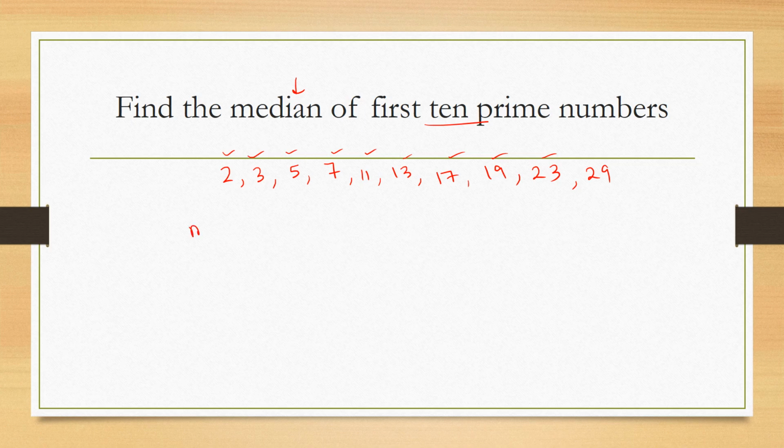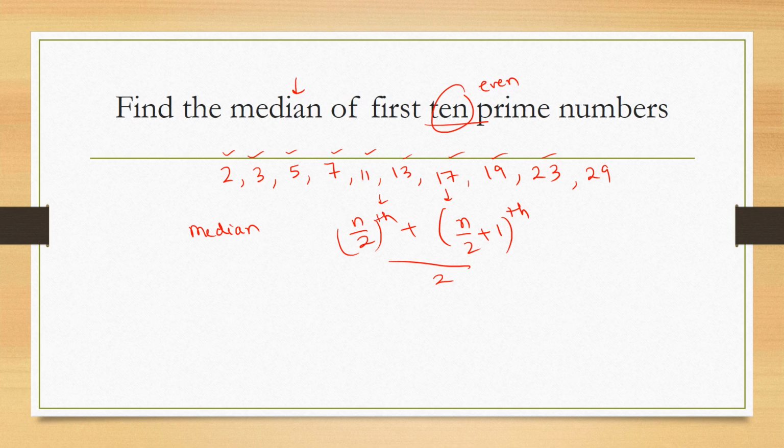Now what is median? Because these are 10, that means even count. So you have to do the n by 2th term plus the n by 2 plus 1th term, divided by 2. So that means the average of the middle 2. N is 10. 10 by 2 is the 5th term, and 5th plus 1 is the 6th. What is the 5th term? 1, 2, 3, 4, 5. 11 and 13 by 2. That means 24 by 2, that is 12 is the median of the first 10 prime numbers. Okay? Next is what?